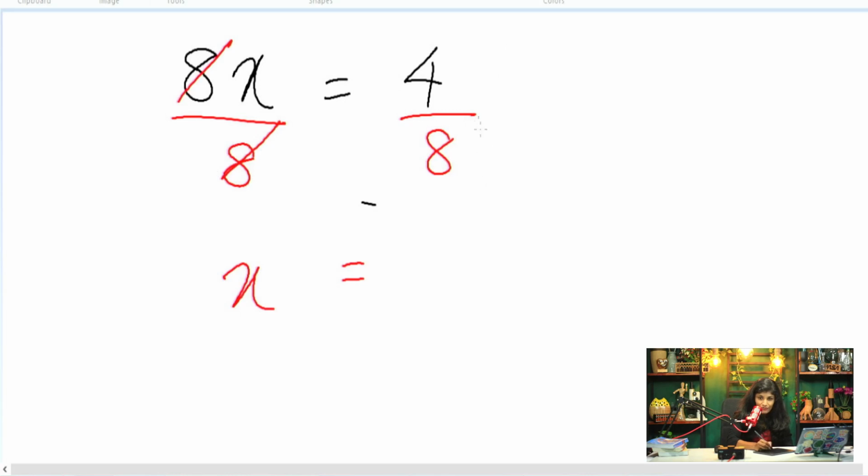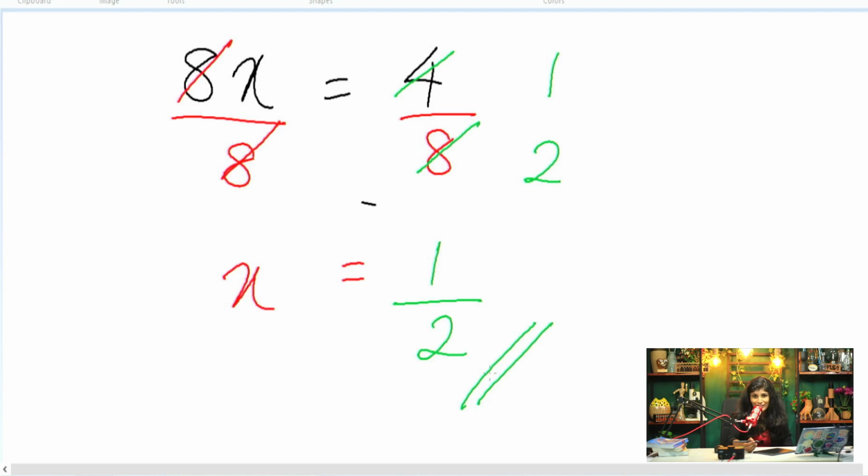I will take 4 times from both 4 and 8. For 4, how many 4s are there? One 4. For 8, two 4s. So the answer is 1 over 2. This is the fractional answer.